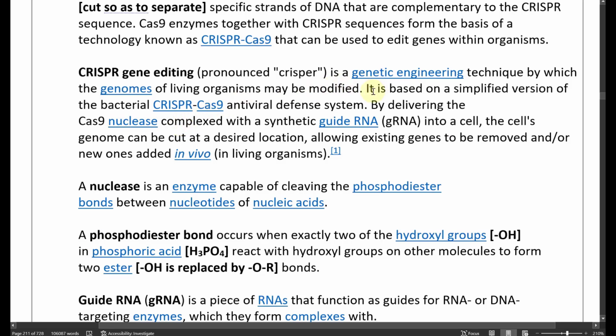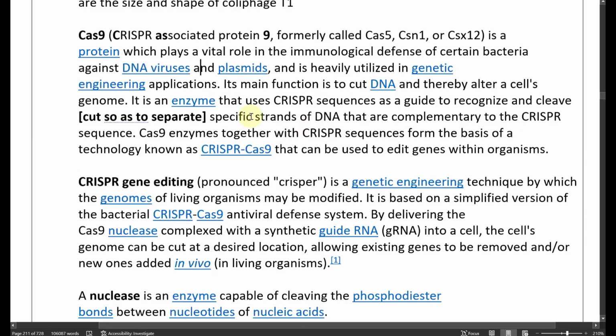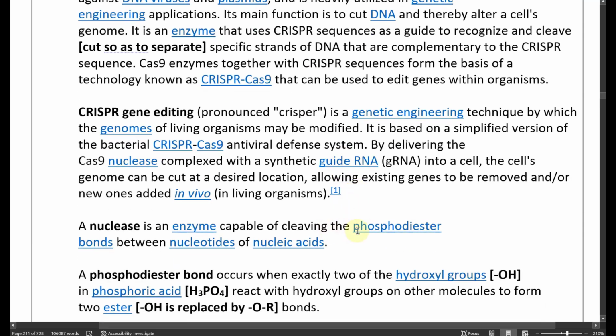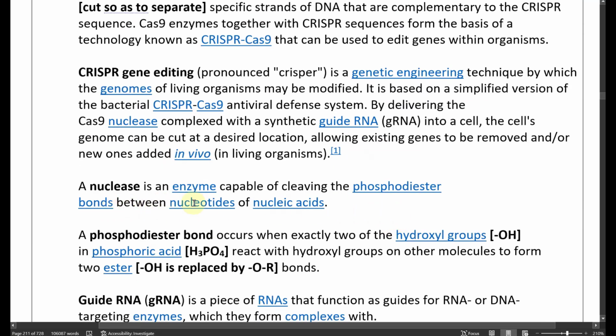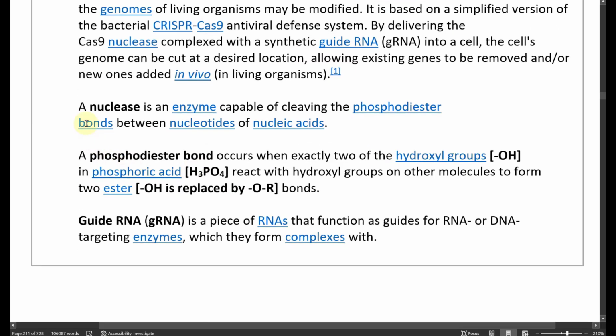This is dealing with the Cas9 nuclease. A nuclease is an enzyme capable of cleaving, or cutting, so as to separate the phosphodiester bonds between nucleotides of a nucleic acid. A phosphodiester bond occurs when exactly two of the hydroxyl groups in phosphoric acid, H3PO4, react with hydroxyl groups of other molecules to form two esters, and OH is replaced by O-R bonds. We already went over this earlier, but let's go over it again.